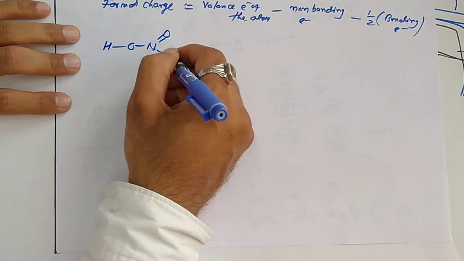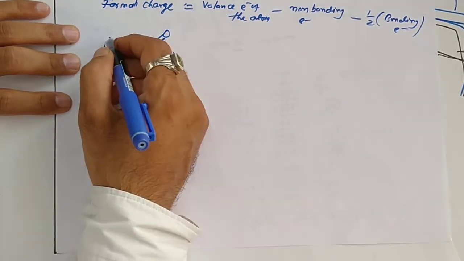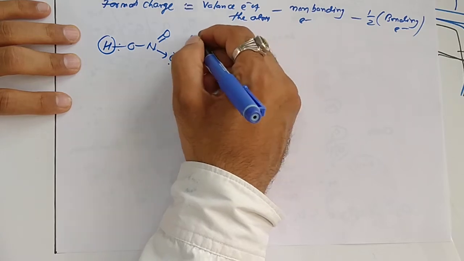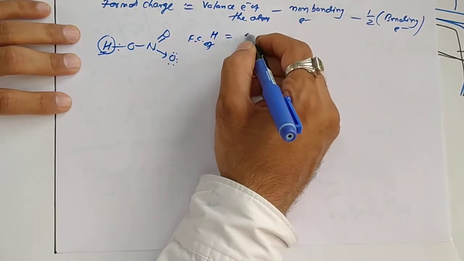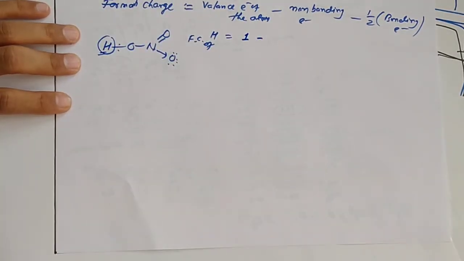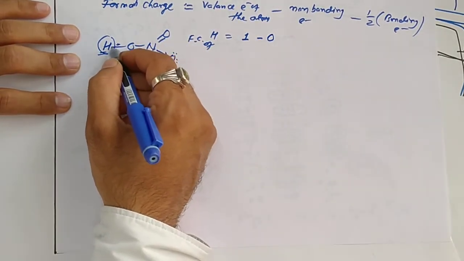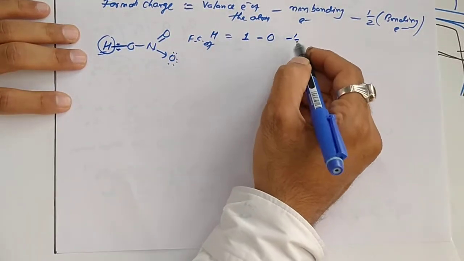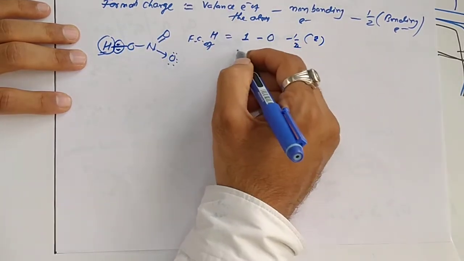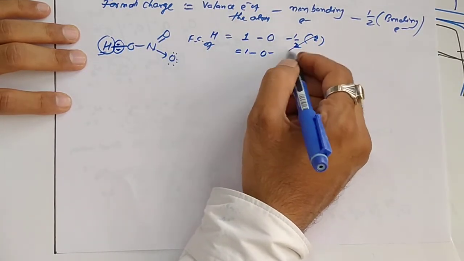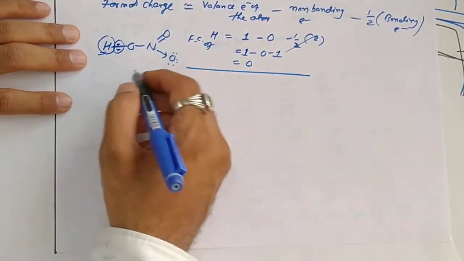Suppose HNO3, one by one. First of all, hydrogen. Formal charge of hydrogen: in the individual atom, hydrogen has 1 electron in the outermost orbit. Non-bonding electrons 0, minus 1/2 of bonding electrons, which are 2. So 2 divided by 2 is 1, 1 minus 1, 0. Formal charge of the hydrogen atom is 0.